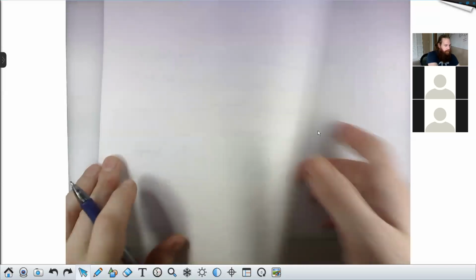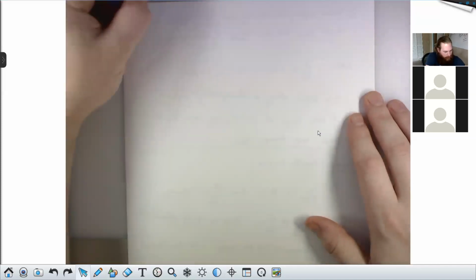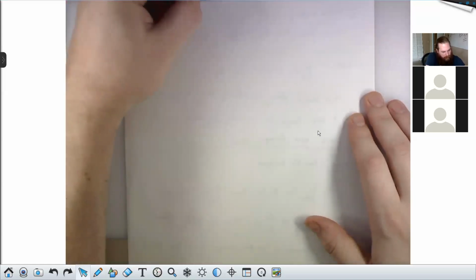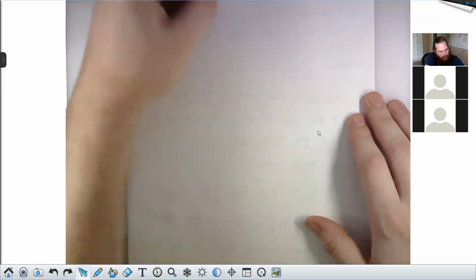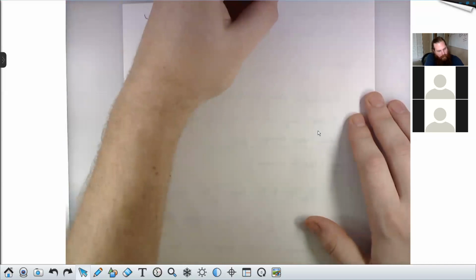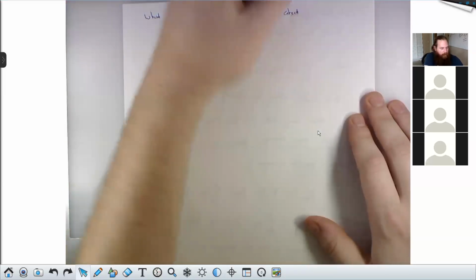Some examples of series on which you can apply this. Let's see, what does the test for divergence say? Can we see the last page?